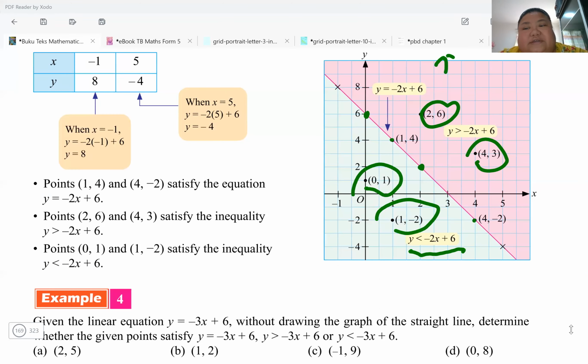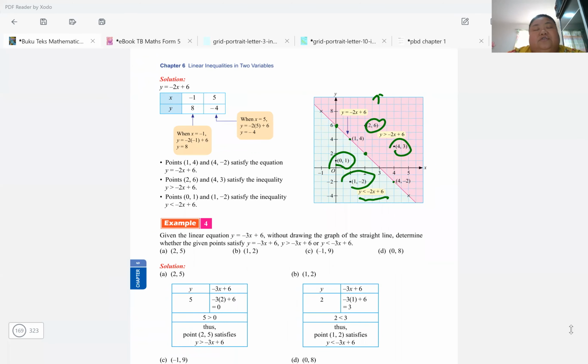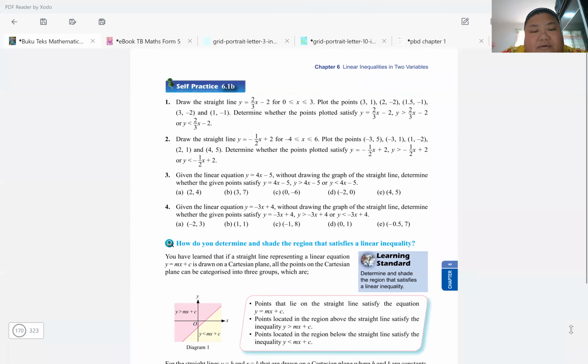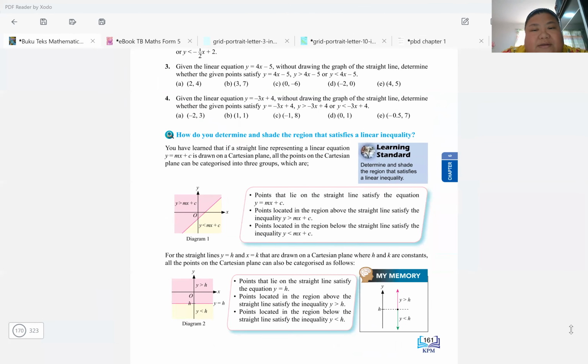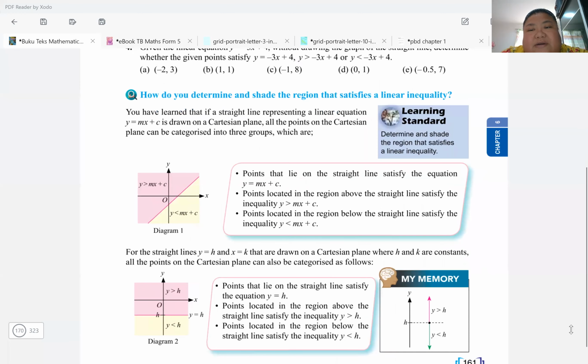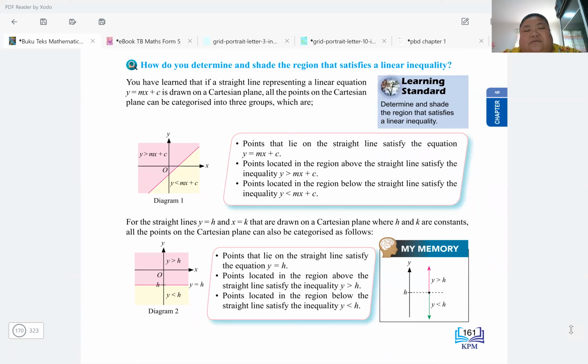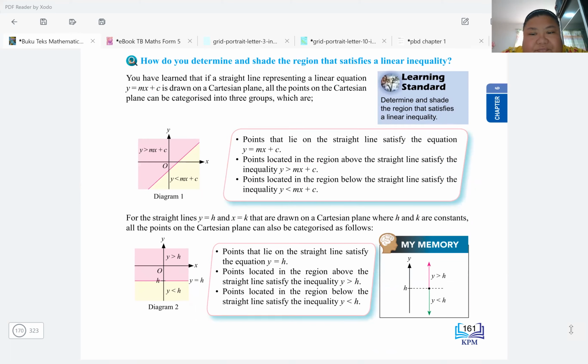Okay, so if you are not sure, never mind. After you watch this video, you can ask. All right, so example 4, you can read by your own. Let's look at the next one. The next one is to determine and shade the region that satisfies a linear inequality. This one you can read by your own.